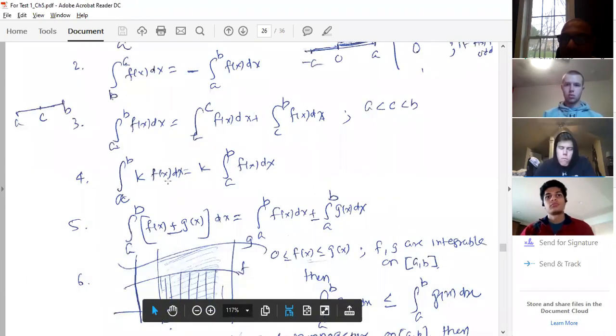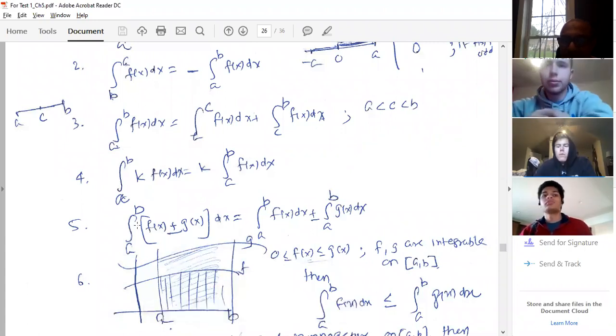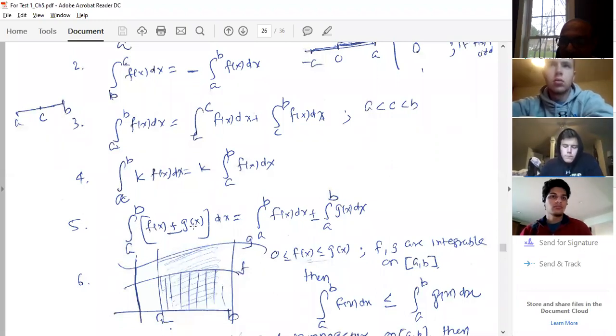Integration from a to b of k times f(x), where k is constant: again, pull it out. Integration of f(x) dx plus and minus g(x) dx. Integration is linear in addition, and that's why you can write separate integrals for each function: integration of f(x) plus integration of g(x), integration of f(x) minus integration of g(x). But you cannot write this for a product.